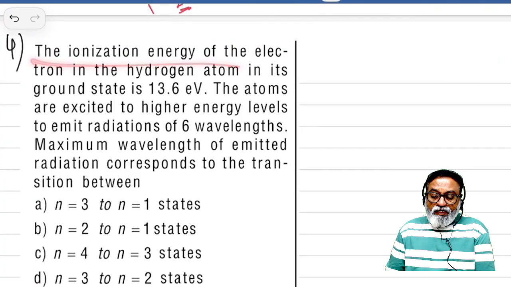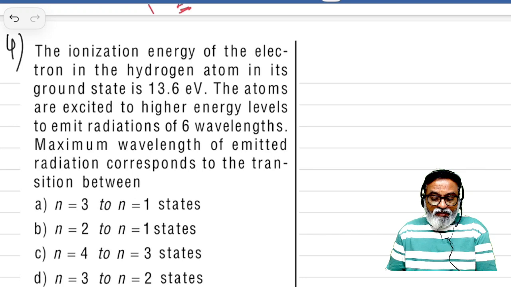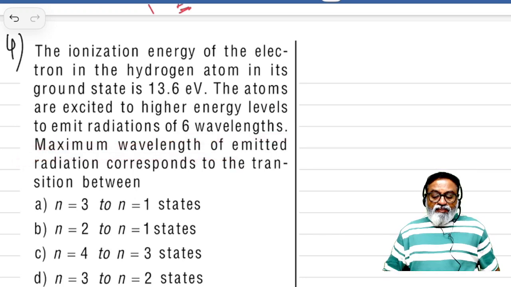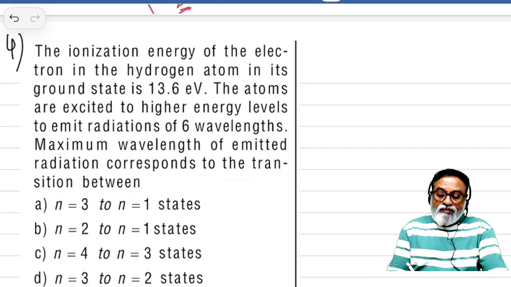The ionization energy of the electron in a hydrogen atom in its ground state is 13.6. The atoms are excited to higher energy levels to emit radiation of 6 wavelengths. Maximum wavelength of emitted radiation corresponds to which transition? Here, the number of spectral lines is 6.